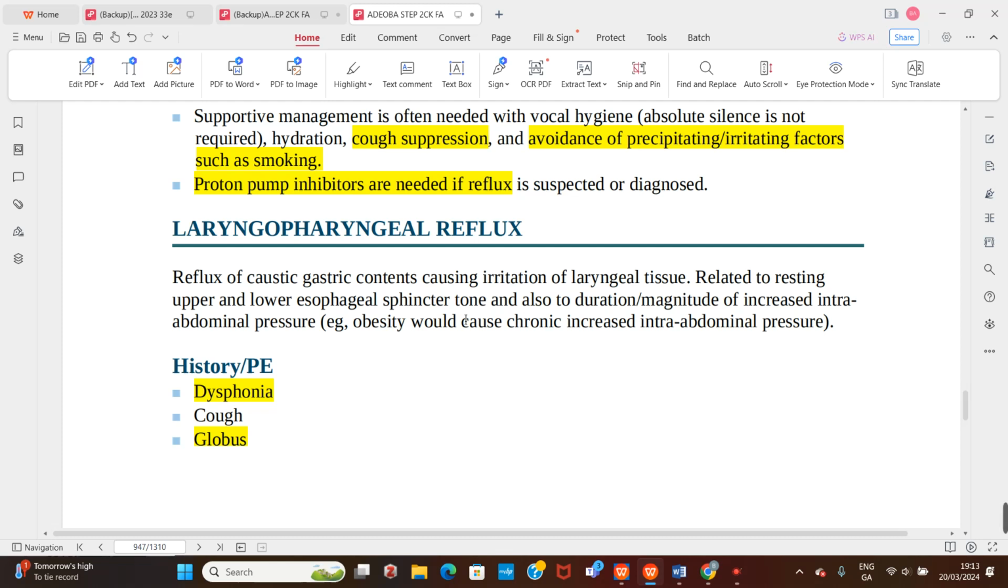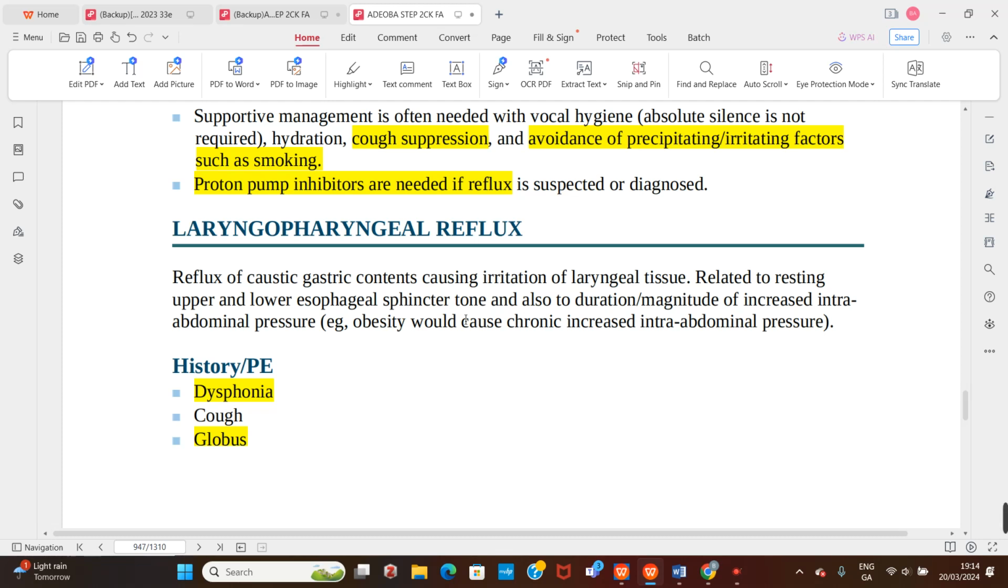So they are going to present with cough. They are going to present with sore throat. They are going to have problems with voice production, dysphonia. There's going to be alteration of the quality, the pitch, the volume of the sound that is being produced. And definitely they can have globus. Globus is just like a foreign body sensation in the throat. It's because of the gastric content that is refluxing. So they will feel as if they are choked or they have something in their throat.